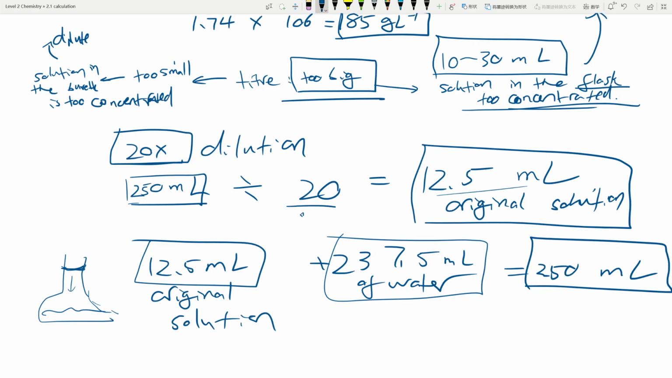And you may go, what about 10 times dilution? You just divide this number by 10. What if you want to do 5 times dilution? Divide by 5. What about 50 times dilution? Divide by 50. You just use the apparatus that you were given, and then you can figure out how much of the original solution you need.